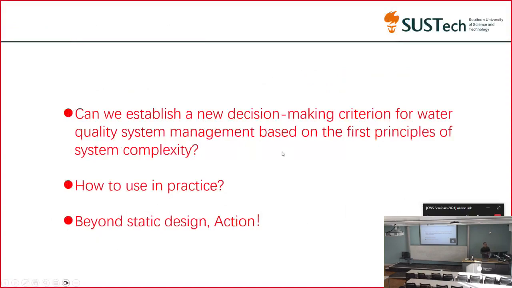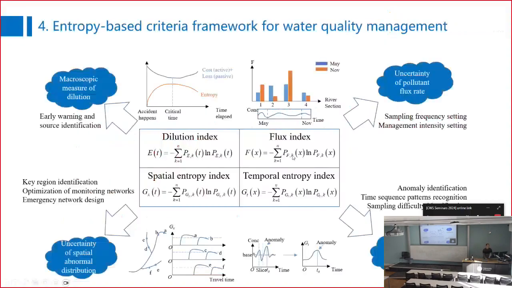Okay, so from this tool or this idea, can we establish a decision-making criterion or framework for water quality-related decision or design problems, and how to use it in practice? Previously the design was static, and can we make the design active? Tell us at what time we should take action to stop monitoring or start monitoring. So these are the basic questions. Then we set up some fundamental indices. Since we focus on water quality, the first one is the dilution index.